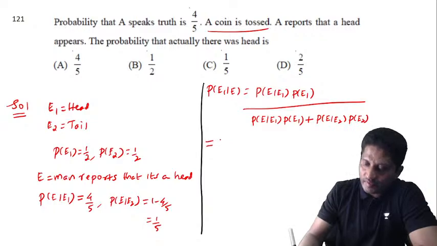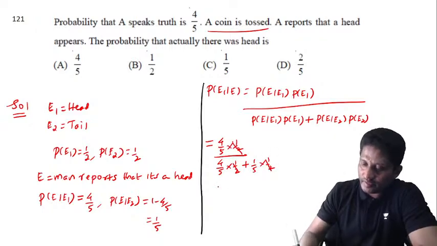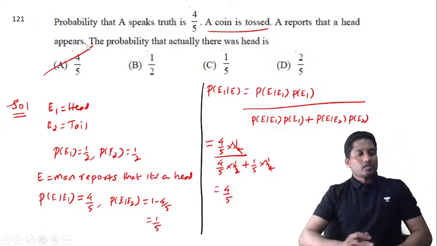P of E given E1 is 4 by 5, and P of E1 is 1 by 2. Again 4 by 5, 1 by 2. P of E given E2 is 1 by 5 and 1 by 2. This will cancel. Take LCM 5, it will cancel. You will get 4 by 5. That's the first option. So I'll stop here, guys.